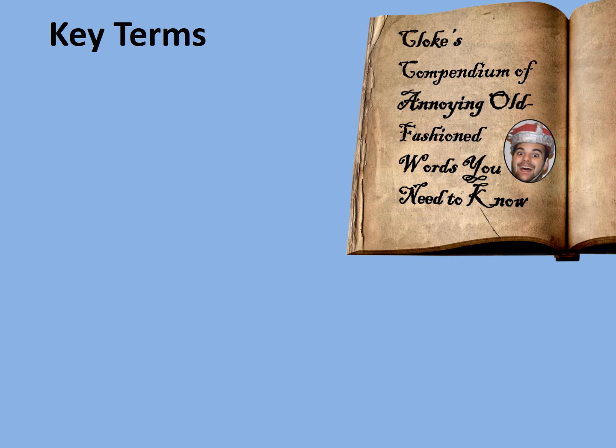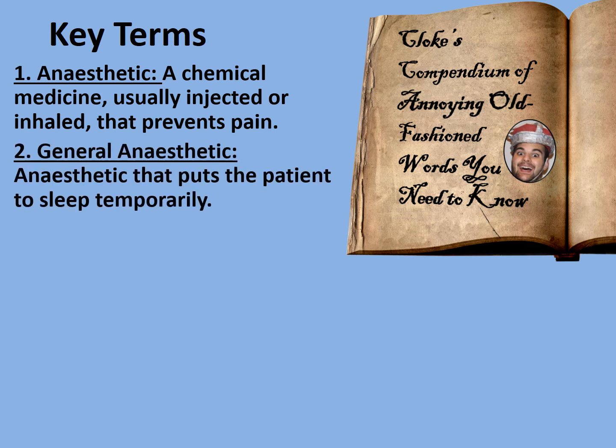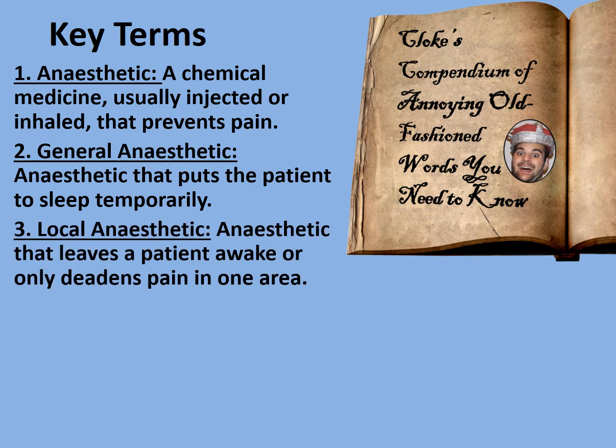Firstly, there are quite a few bits of specialist vocabulary that we need to know before we can proceed with this. So here are our key terms. Firstly, an anaesthetic: a chemical medicine usually injected or inhaled that prevents pain. General anaesthetic: an anaesthetic that puts the patient to sleep temporarily. Local anaesthetic: an anaesthetic that leaves a patient awake or only deadens pain in one area.